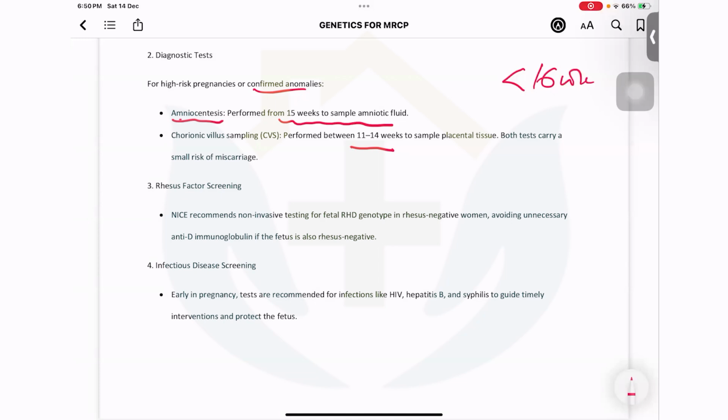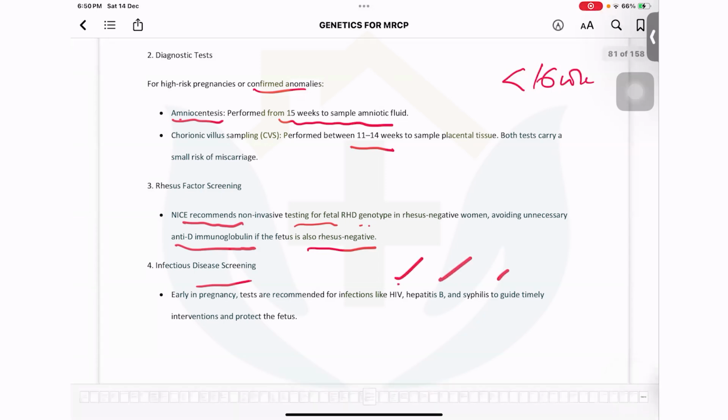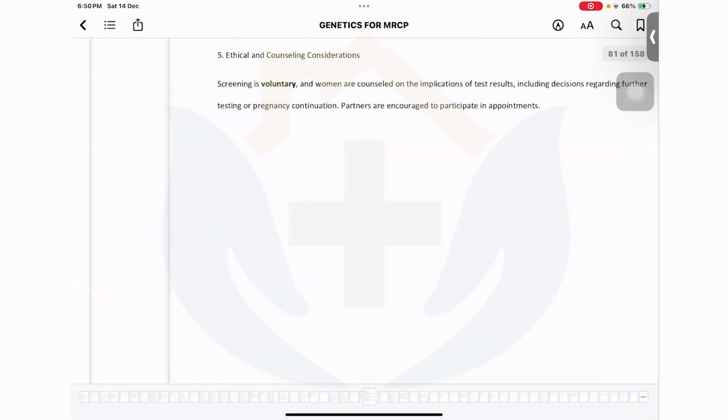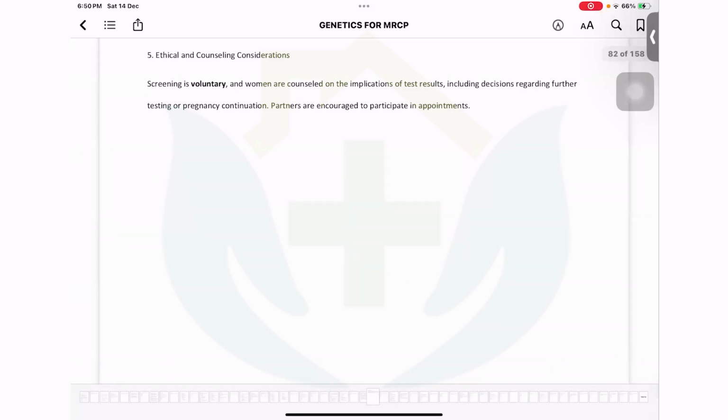Rhesus factor screening. NICE recommends non-invasive testing for fetal rhesus factor RHD genotype in rhesus negative women, avoiding unnecessary anti-D immunoglobulin if the fetus is also rhesus negative. Infectious diseases screening early in pregnancy: tests are recommended for TORCH complex like HIV, hepatitis B, syphilis to give timely interventions and protect the fetus. Always remember, in true and false, screening is voluntary.